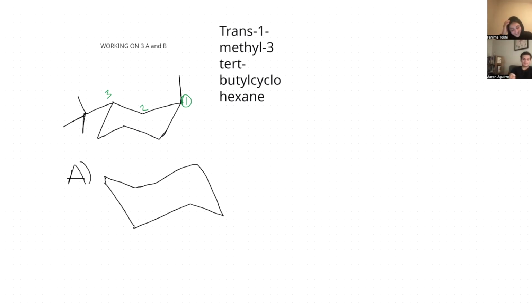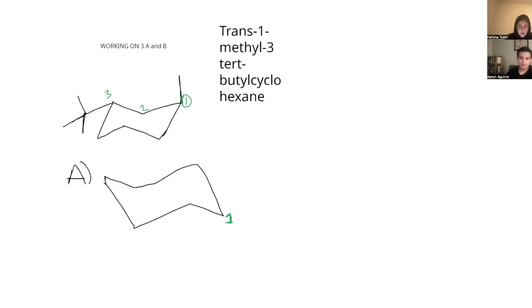Finally, this is gonna be the hardest part. And then an alternative chair. This is your one right there. If you're flipping it, this is gonna become equatorial now, and this is gonna become axial. It'll still be trans because they're facing opposite directions.